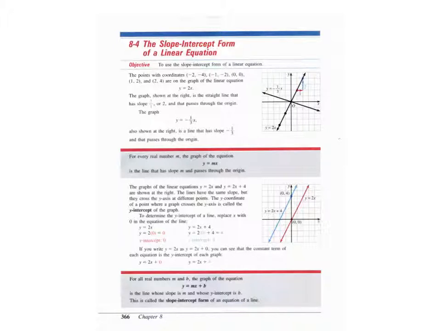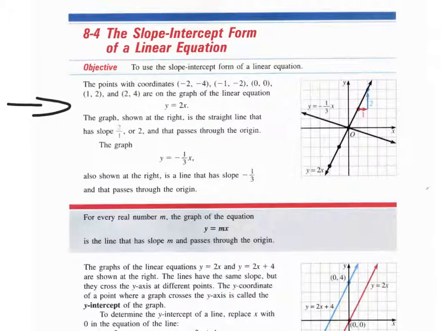So what they're showing right here are the points with these coordinates are all points that are on this linear equation, y equals 2x. And then the other equation, it's got a negative slope, and it's showing here that the slope is negative 1/3 if you were to count the rise and the run. What we're going to see is the number that's in front of x is going to be our slope. Okay, but that's once our equation is solved for y.